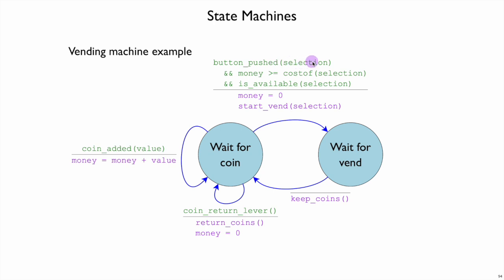If a button is pushed for some selection, and if the amount of money that's been added is at least as much as the cost of that selection, and as long as that selection is available, then our machine will go from wait for coin to waiting for vend. It will set money to 0 because now that money has been used up, and it'll start vending the selection. As soon as that selection has successfully come out, then the machine will keep the coins and go back to waiting for new coins.